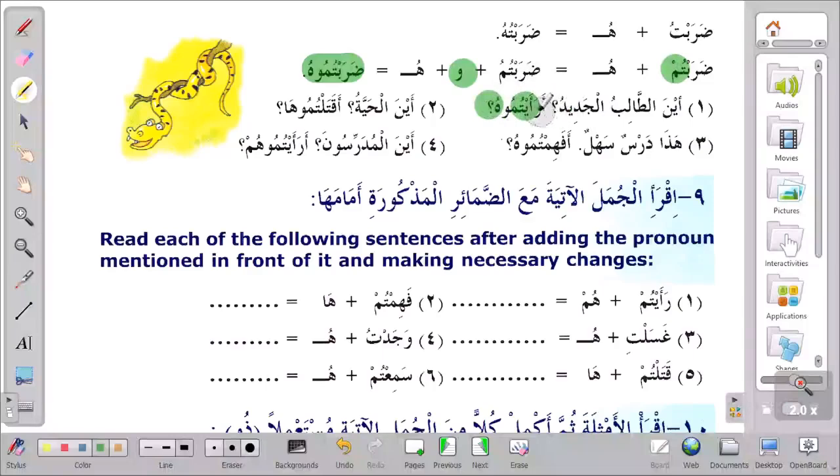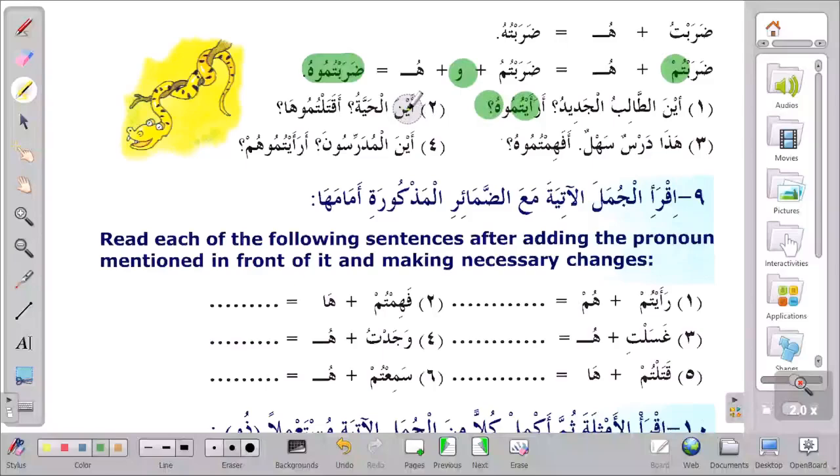So, ara'aytumuhu, did you see him? Initially the wow is not part of the word, it's just an addition to make the pronunciation flow. Otherwise I would say ara'aytumhu, which is difficult. Ra'aytumuhu is easier than ra'aytumhu. So that is why that wow should be added. I hope that is clear.